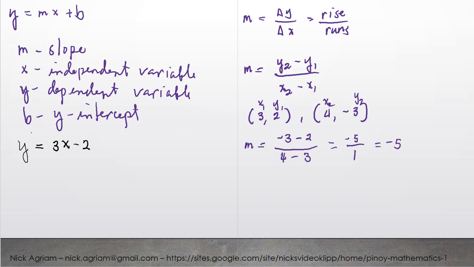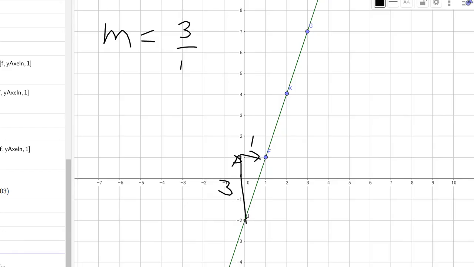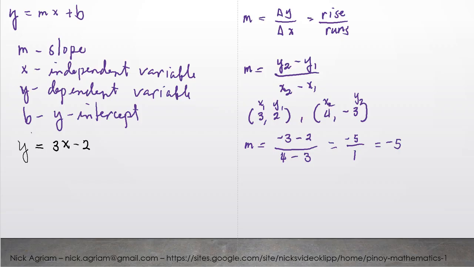Now, that is how you find your slope. Either you see it directly here, as I did, or if you have 2 points, then you can always calculate it. Let's take one more example.